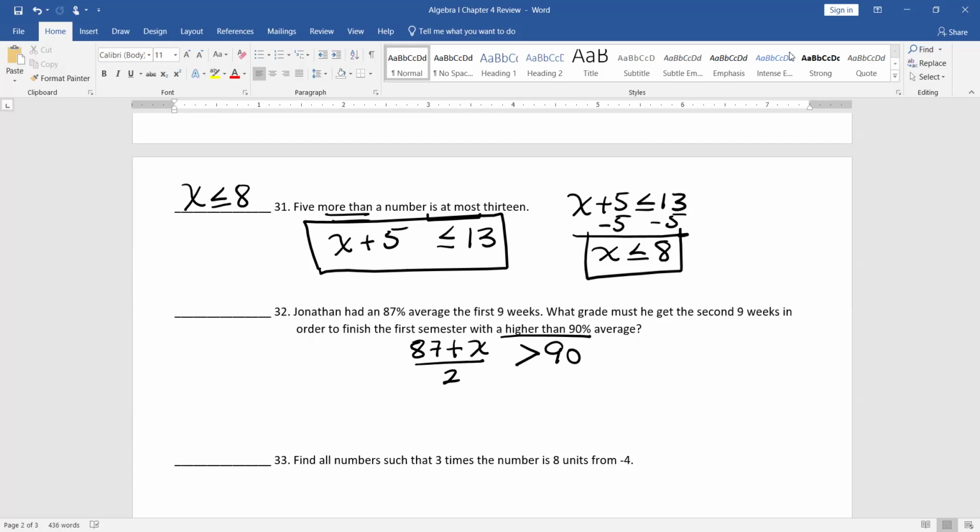So here is our initial inequality. Also, he doesn't want it to be 90%. He wants it to be higher than 90%. That's why we don't have an equal to. All right, so now we solve it.